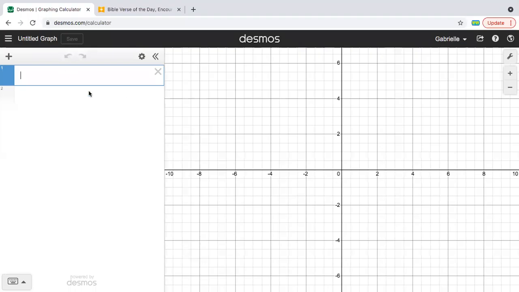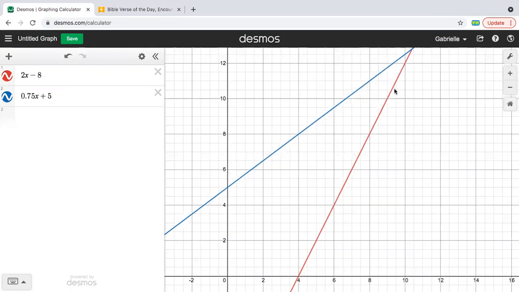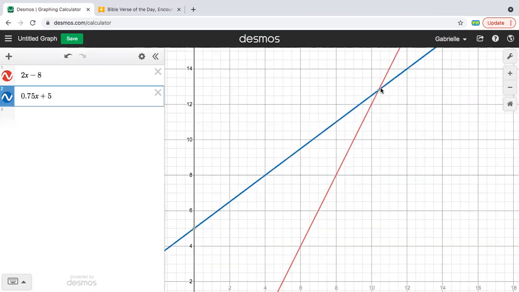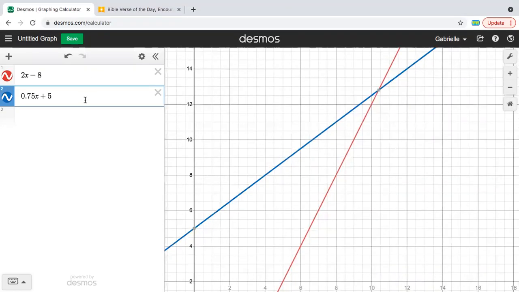So on Desmos, I can't just put in that equation. Instead, I have to put in one half, so 2x minus 8, and that's going to give me a linear line. And then I'm going to put in the other half, 0.75x plus 5. When I do that, I'm looking for where the two lines cross, their solution. Well, bam, 10.4, there's my x value. So x equals 10.4. So graph the two, find where they cross. The x value is 10.4.